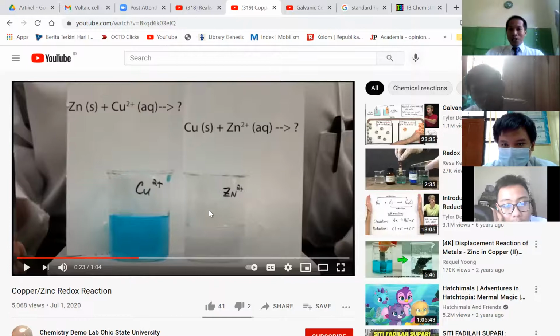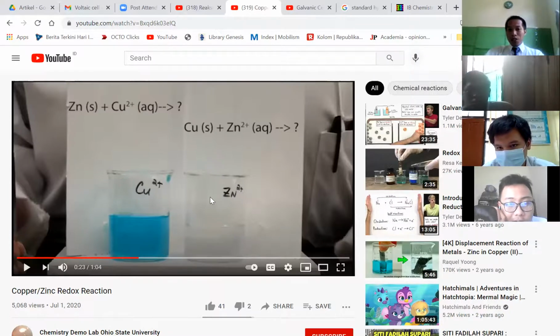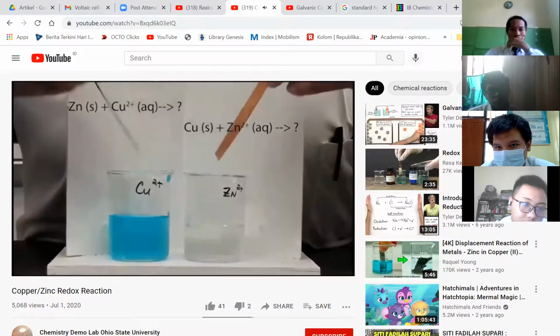Now the question is our second one here. When copper is immersed in the zinc solution, which is colorless like this, we're going to put a copper bar into this solution. We are going to immerse it, and we're going to see what will happen. Let's see which one is spontaneous.